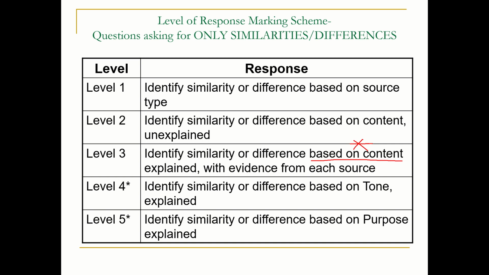Level 4 or 5, you realize the asterisk here. Like I said just now, it's not rigid. Just because you do comparison on purpose doesn't mean you automatically hit the highest level. Sometimes when you compare tone or purpose, it's the same level. So just keep in mind that tone and purpose is the highest level, but I expect everyone to be able to do comparison of content.